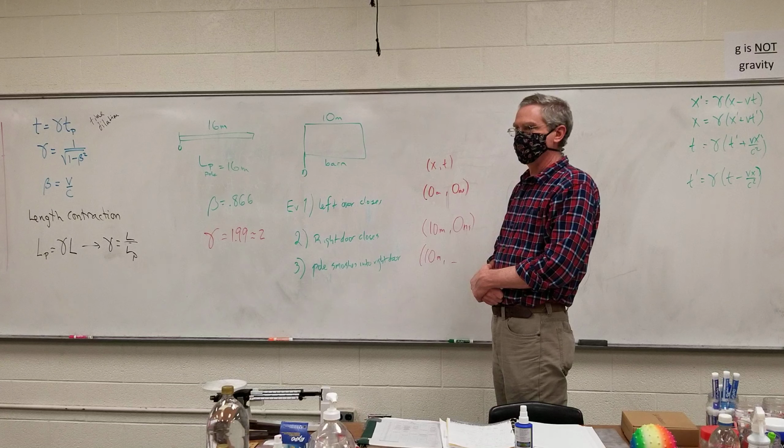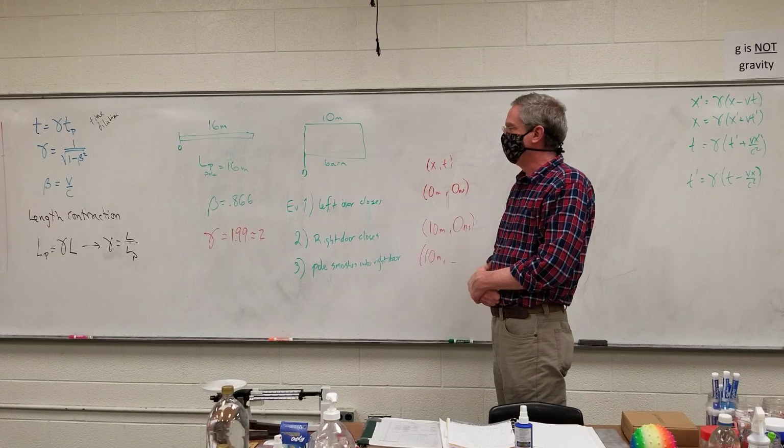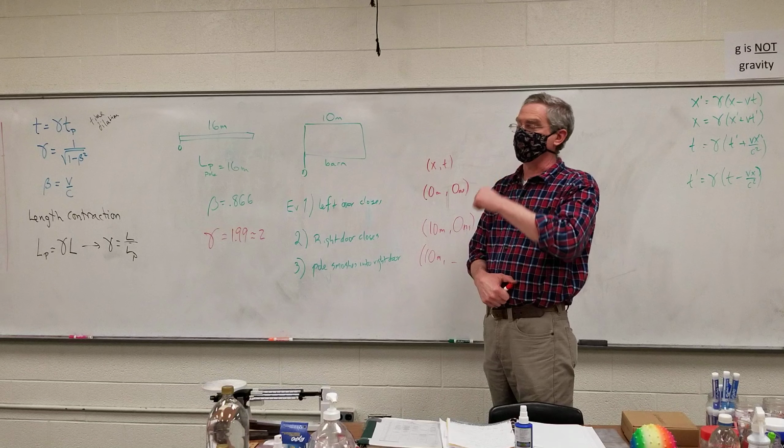I was going to say, is it gamma times the speed of light that would be how fast it's traveling? Beta times the speed of light would be how fast it's traveling. Right.